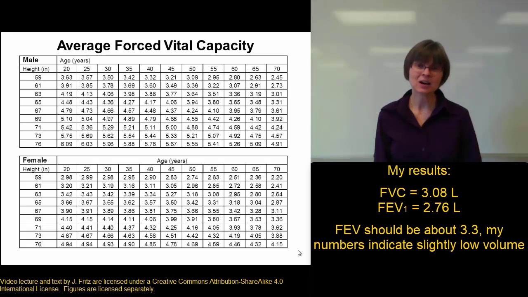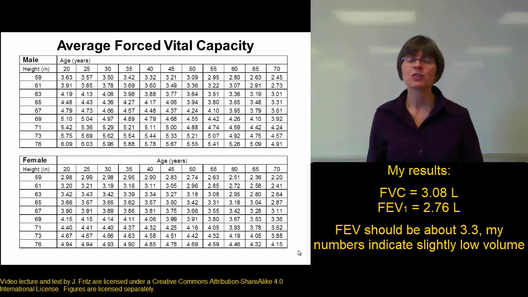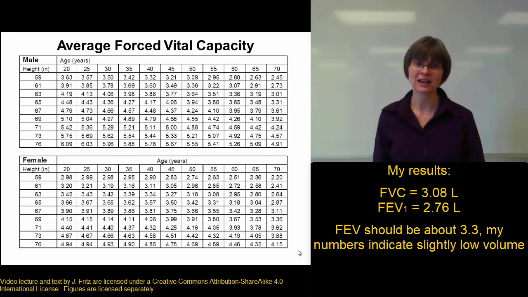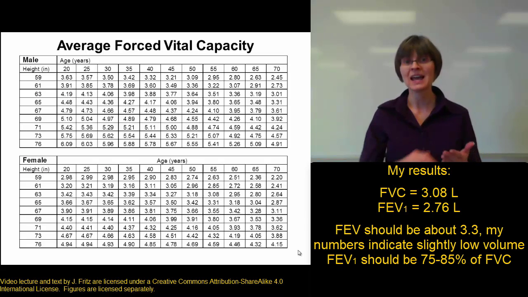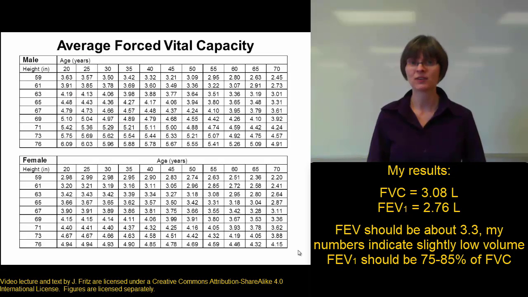The second number, the FEV1, is a measure of airflow because it measures how much air was blown out in just 1 second. So the better airflow you have, the more you'll be able to blow out in that first second. On average, you should be able to blow out 75 to 85% of your forced vital capacity in the first second. So to evaluate the FEV1, we take the FEV1, the amount of air blown out in the first second, and divide that by the forced vital capacity.